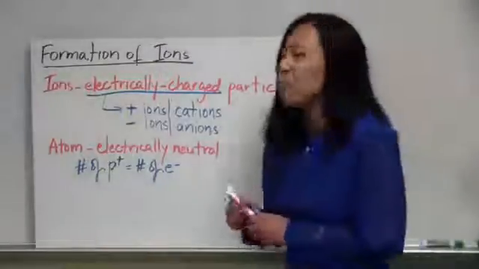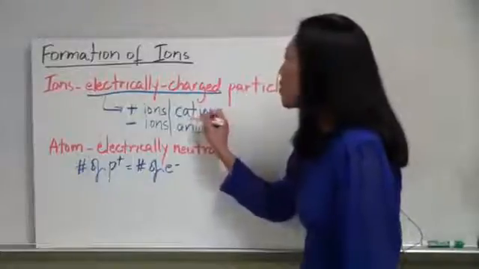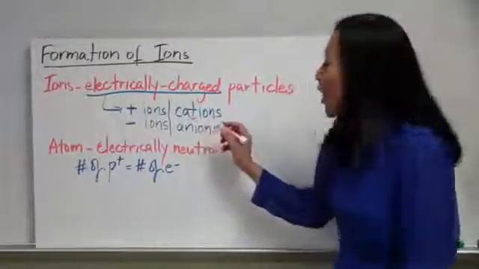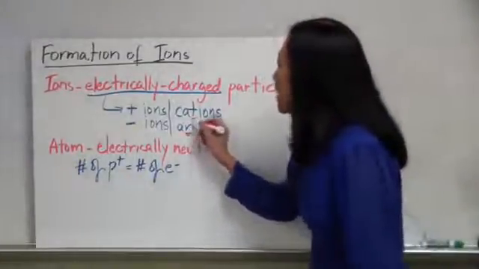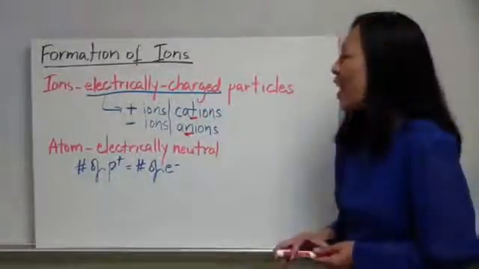Now, to help you remember, notice the T in cations. That should make you remember that they are positively charged ions, and the N here in anions should make you remember that they are negative ions.